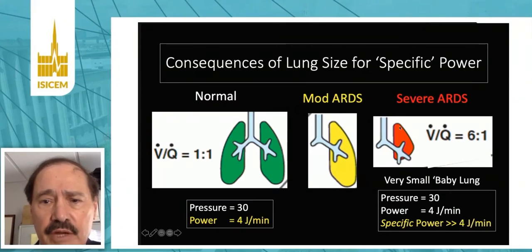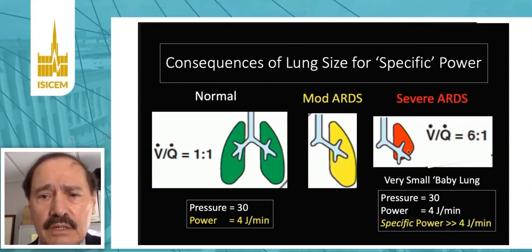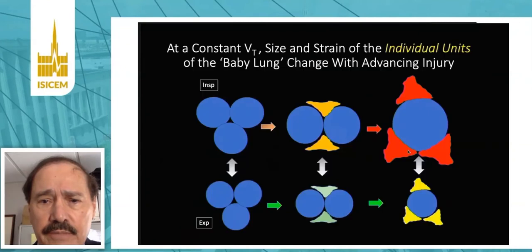If you have severe ARDS and have a small baby lung, the same pressure, the same power, measurable power, has a specific power much, much greater than that 4 joules that you can measure because it's concentrated on the small piece. And I'll come back to that at the very end. The point is that the baby lung size is important when we're interpreting the power that we're measuring externally.